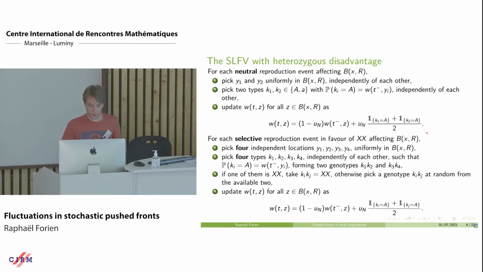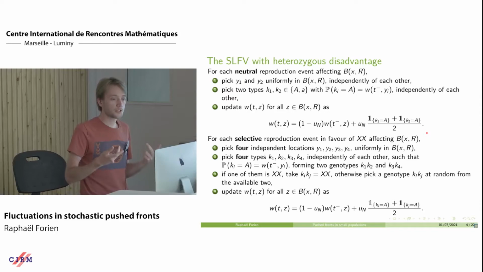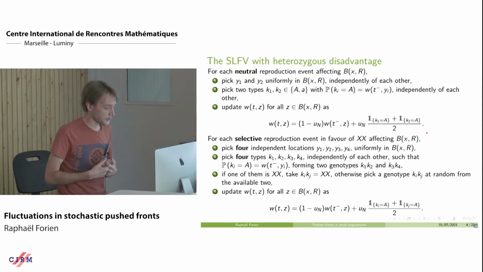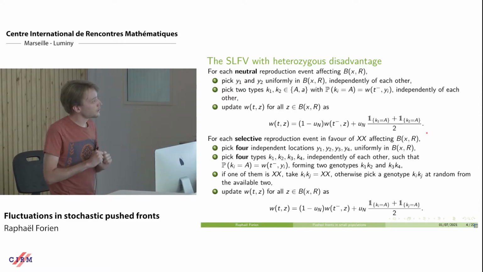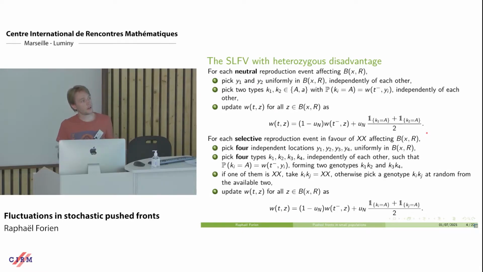And on top of that, we have selective reproduction events which select in favor of homozygous individuals. In order to have natural selection, we're going to pick two individuals, and so two individuals is four alleles. So you pick four independent locations. At each location, you pick a type according to the proportions right before the event. This gives you two genotypes, k1, k2, and k3, k4. And if one of them is the one that you're trying to select for, then this one reproduces.